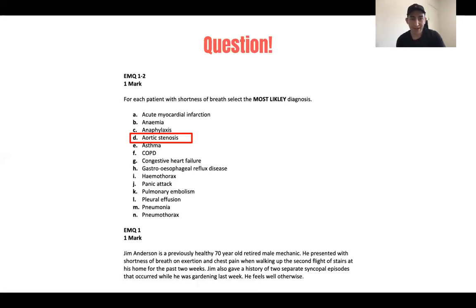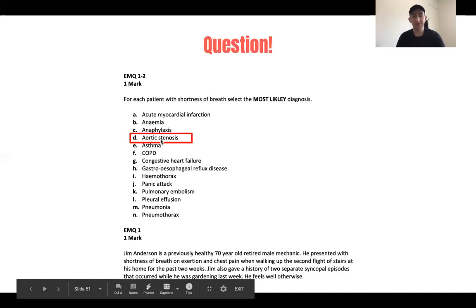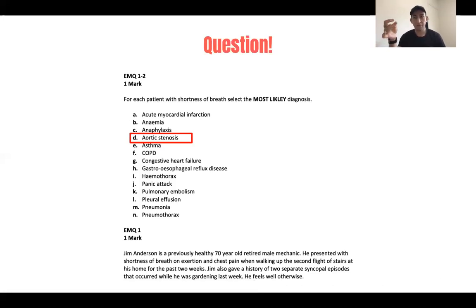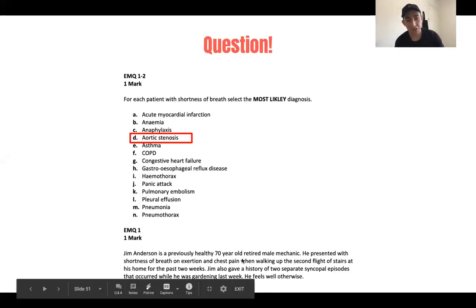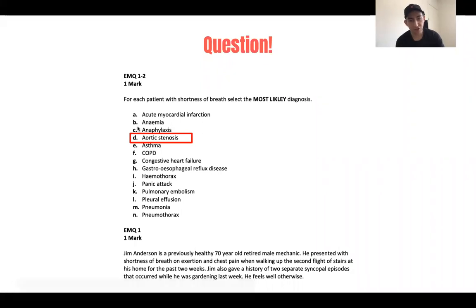Syncope just means when there isn't enough blood flow going to your brain. That can happen with aortic stenosis because if your aortic valve is stenosed, or more tight or calcified, not enough blood can go through it, which means you are more likely to have episodes of syncope. He also has had shortness of breath on exertion and chest pain while walking up flights of stairs, and that all ties in with insufficiency secondary to aortic stenosis.